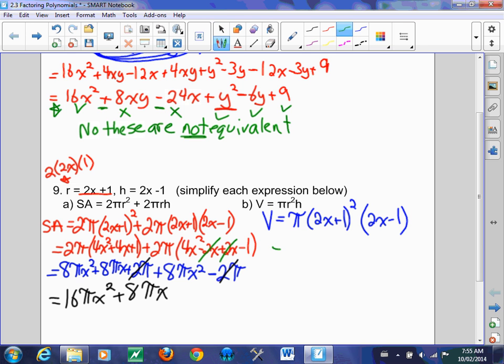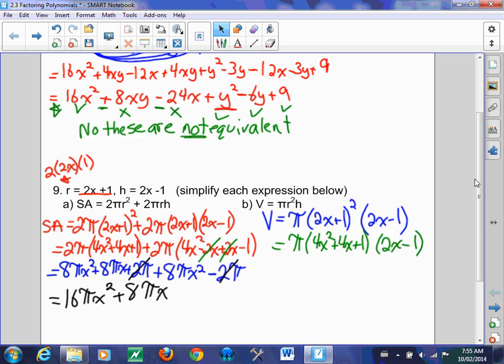All right, I'm going to square the binomial, so you're going to leave pi out front. It's going to be 4x squared, because you square the first, double the product, it's going to be 4x, plus 1 when you square the last. And then you still have to times that by its height, which is 2x minus 1, okay?